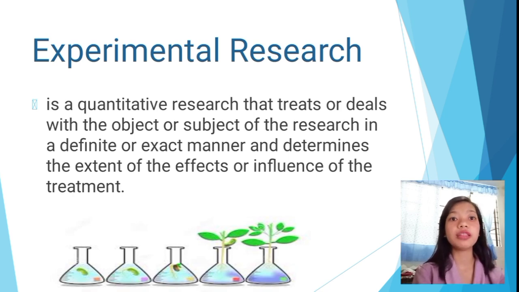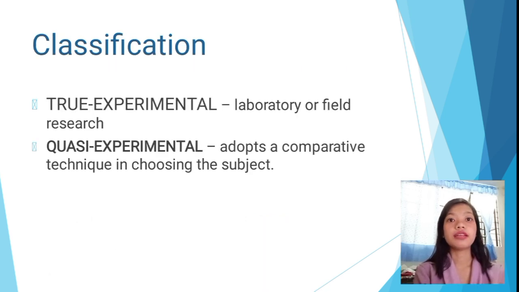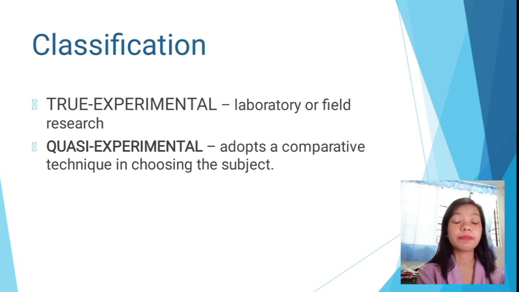Experimental research is a quantitative research that deals with the object or subject of the research in a definite or exact manner and determines the extent of the effects or influence of the treatment. Basically, when you are conducting an experimental research, you are using the cause and effect relationship of the object or the subject of your study. There are two classifications of experimental research. First is the true experimental, which is usually done in a laboratory or in field research.